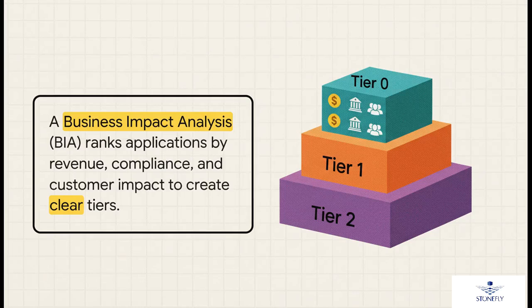First things first. Before you can protect anything, you gotta know what's most important, right? A business impact analysis does exactly that. It forces you to have those tough conversations and rank your applications based on revenue, compliance, customer impact, the whole deal. This gives you clear tiers so you know exactly what needs the most protection and why.